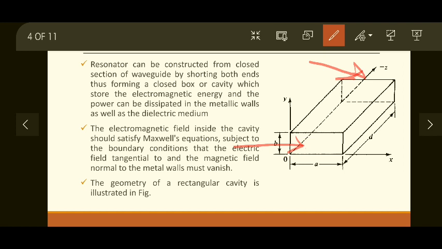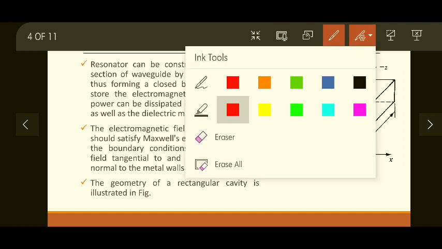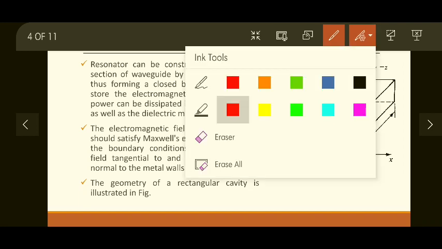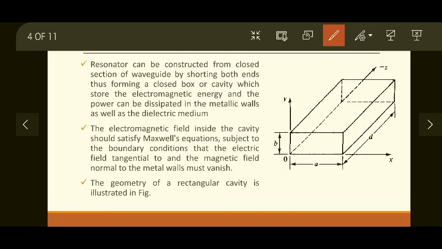Now it will store electromagnetic energy and power can be dissipated in the metallic walls as we have already discussed. Also, if the cavity includes a dielectric medium, power will be dissipated inside the dielectric medium of the cavity also. This is the dielectric medium. Okay, so simply close the box, you will get a resonator. Open the box, it can serve as a simple waveguide.